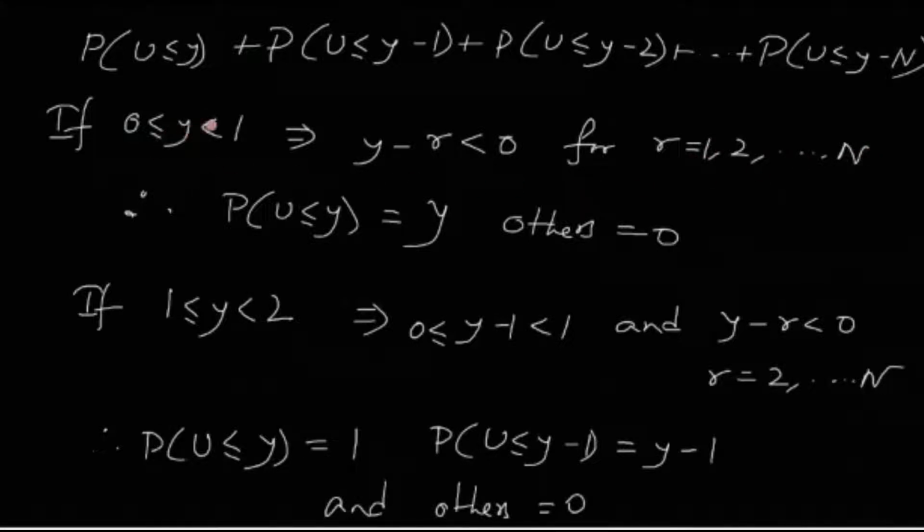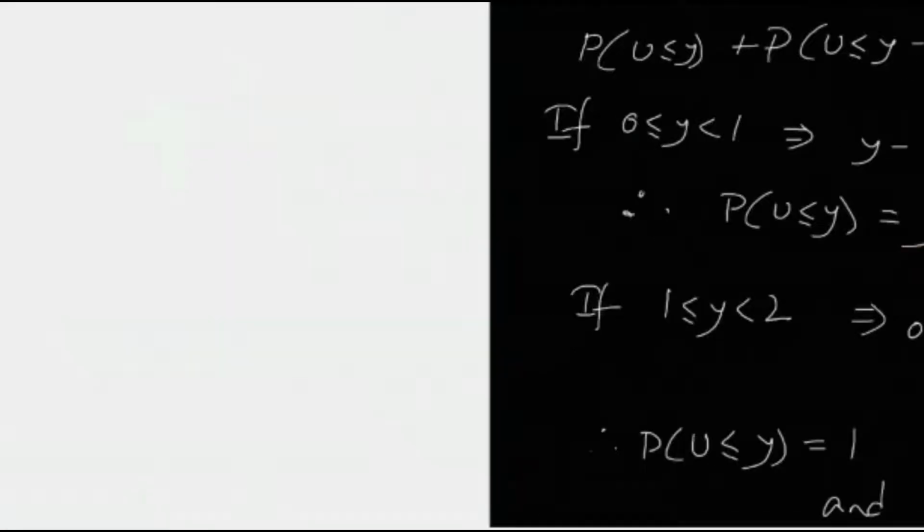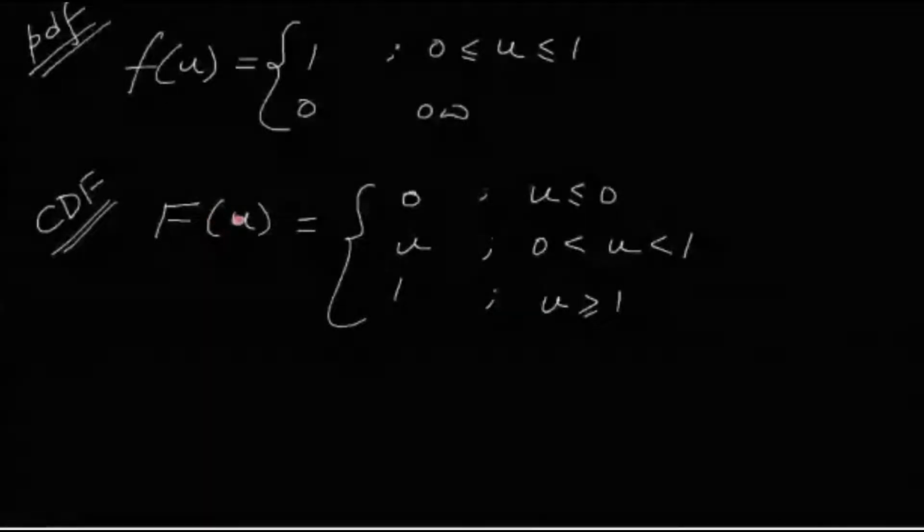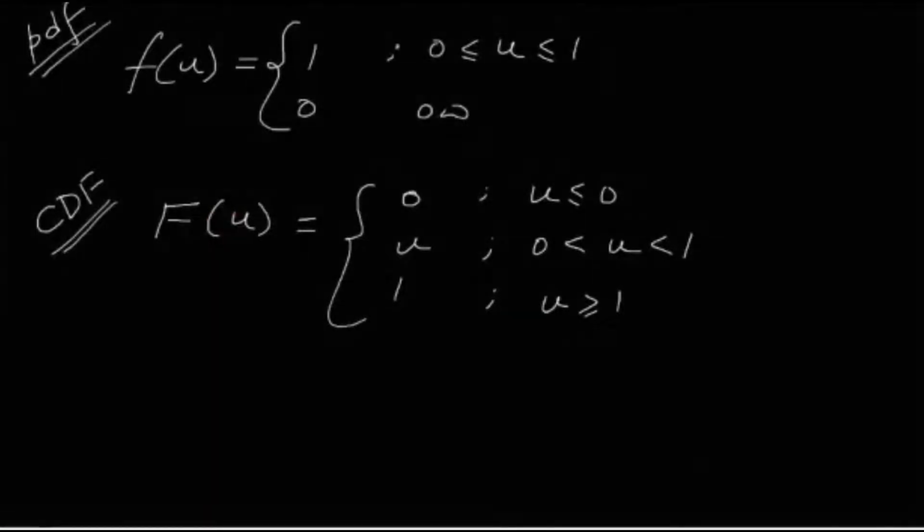Since y is obviously less than 1, y minus r is strictly negative, right? It is negative. That means only this one is actually y, because I just stated that this is the CDF of u. If u, the point we have entered in the CDF, lies between 0 and 1, it returns u. Otherwise, if it's less than or equal to 0, then it's 0, and if it's greater than or equal to 1, it's 1.